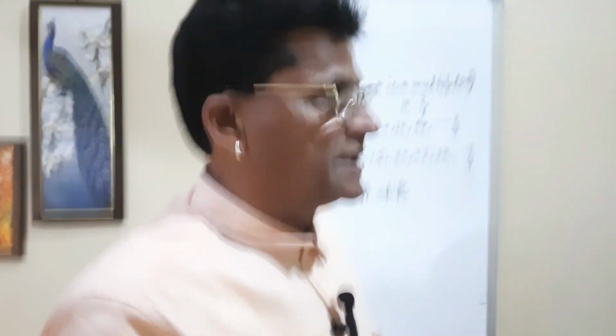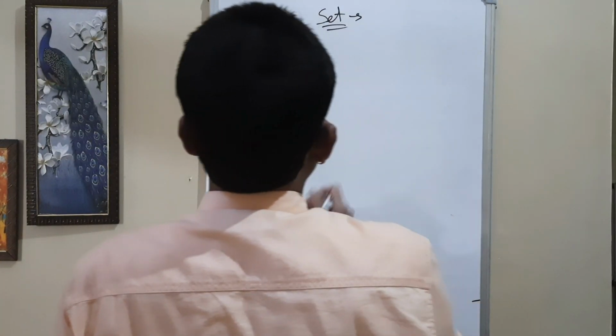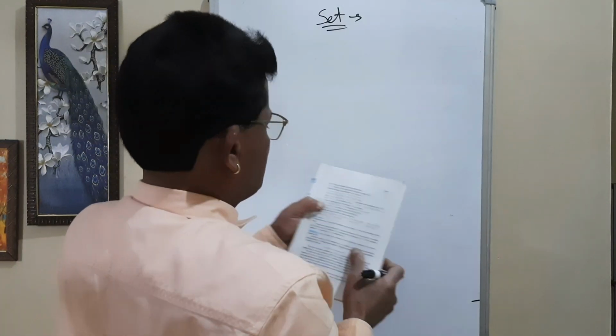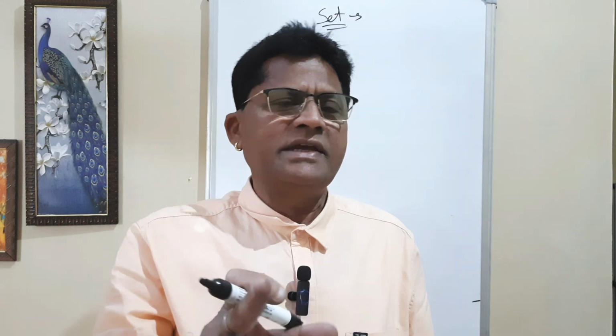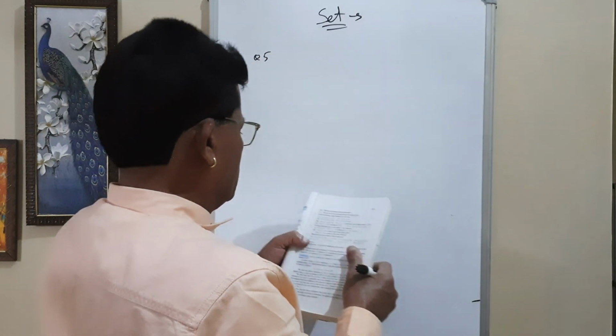Question number 5. Dear student, you see question number 5. Very simple and very good question. Some sets are given in the roster form, some sets are given in the set builder form. Question: are the following pairs of sets equal? You will see each and every question in your book so that you will understand properly. I am giving you the answer only. The question is in your NCERT book, exercise 1.2, question number 5.